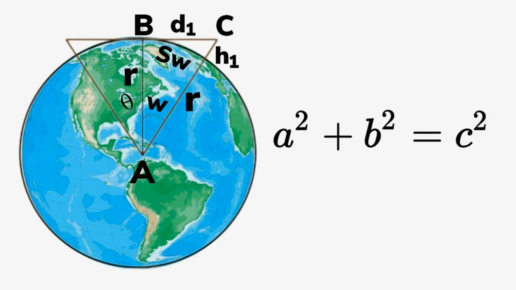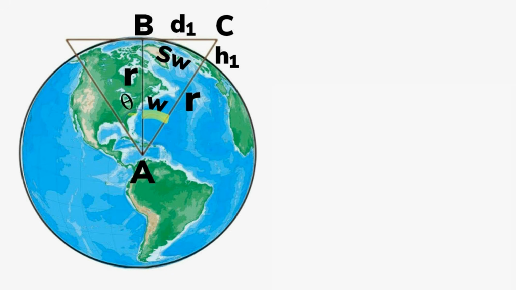Let's use the Pythagorean theorem expressed as a squared plus b squared equals c squared in relation to this right triangle. In this context, SW represents the surface of the Earth. W stands for the angle, D1 indicates the distance to an object, and R is the radius. Our main goal is to solve for H1. We know that a squared plus b squared equals the hypotenuse of the triangle. The hypotenuse of the triangle, in this case, is the radius plus H1.